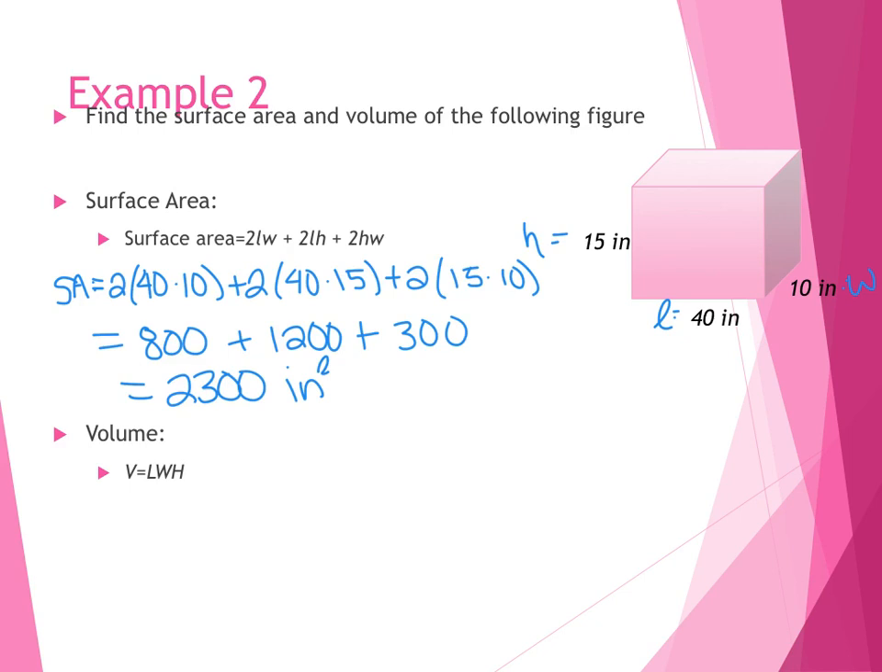And then of course volume is length times width times height. So we're just going to do 40 times 15 times 10. And that gives me 6,000 cubic inches. And just remember that volume is cubic units.